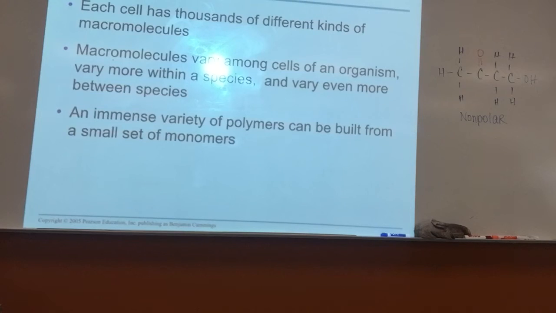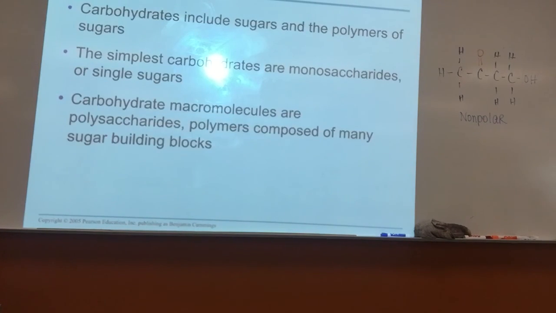And then the variety of polymers can be built from a small set of monomers. For instance, we can make thousands of proteins from just, there's only 20 amino acids. So we use the same 20 and we can make lots of different proteins based upon those same 20. So that's what that means. All right, and so I think I'll wait until we start carbohydrates.